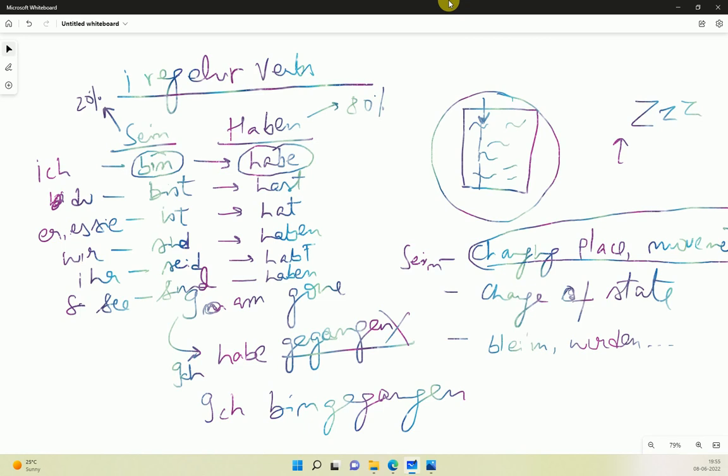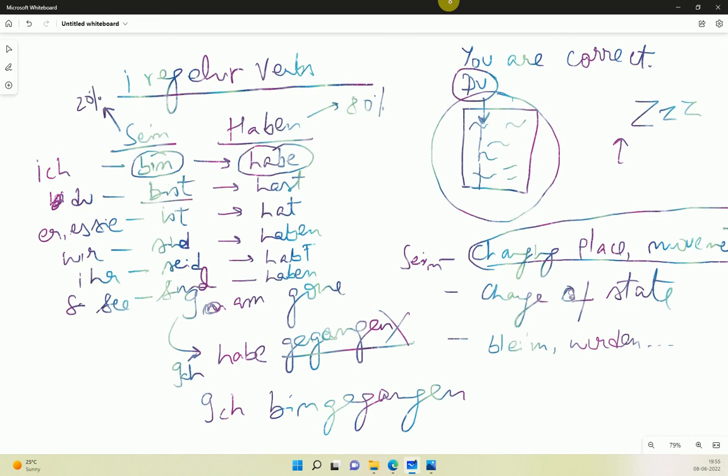And apart from this, haben will be used more than 80% of the times. Let's say if I were to say "you are correct", right? Now इसमें आपको कुछ समझ ही नहीं आएगा. Normally if I'm saying "you", अगर मैं बोल रहा हूँ तो अगर यहाँ पे मैं du form में use कर रहा हूँ, so you will be confused.